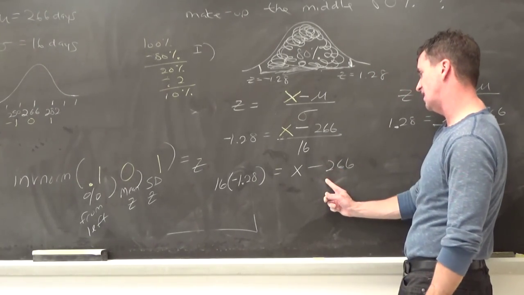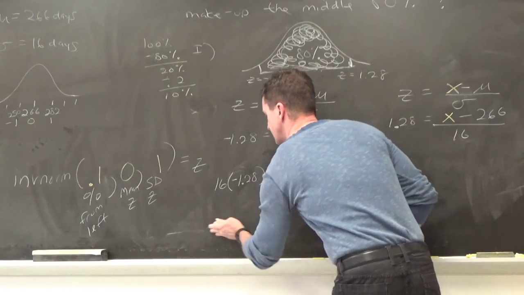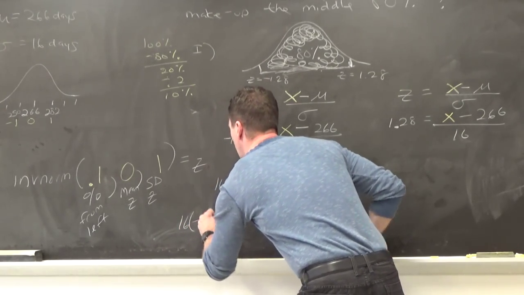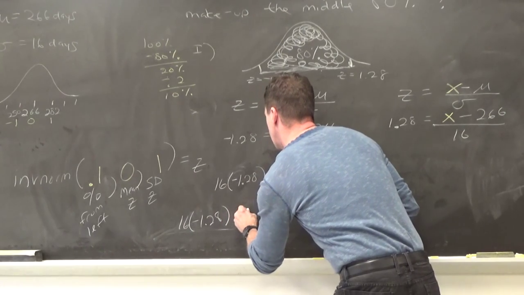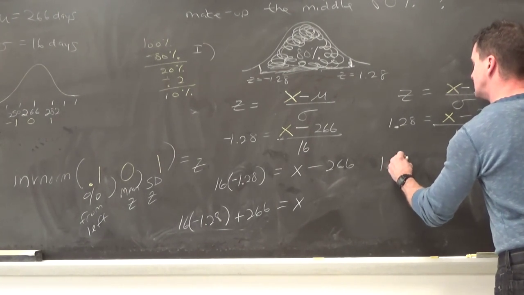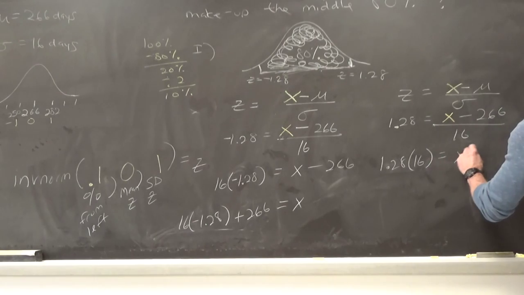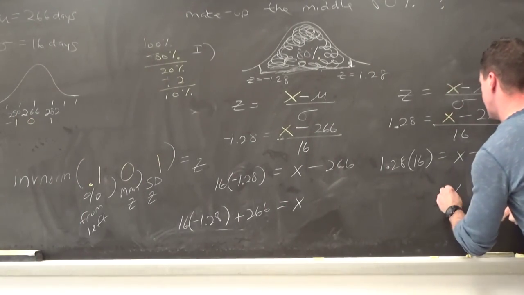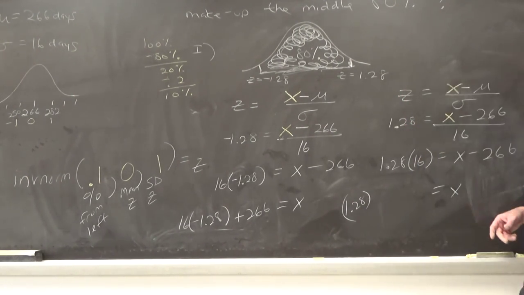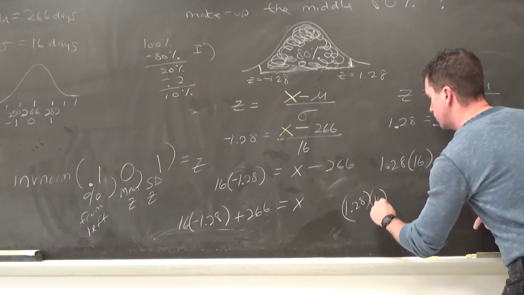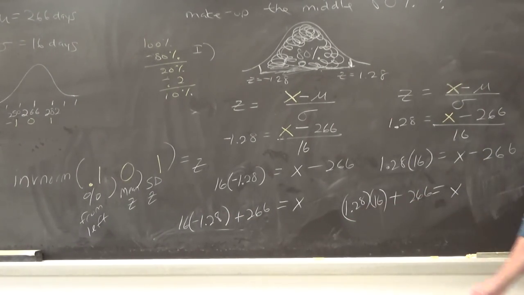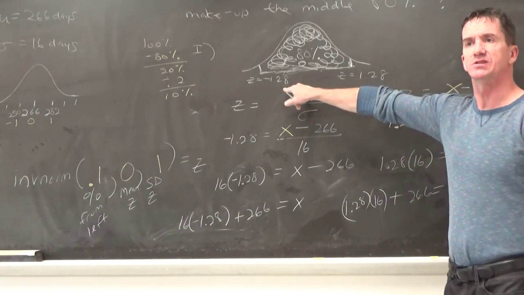And then I'm going to have to add the 266 to both sides. So this answer here, everyone, should be x equals 16 multiplied by negative 1.28 plus 266 days. And this answer over here? Very similar, but it's going to be 1.28 times 16 added to the 266. That one had a negative 1.28, this just had a positive 1.28. And these will be our two gestation periods.